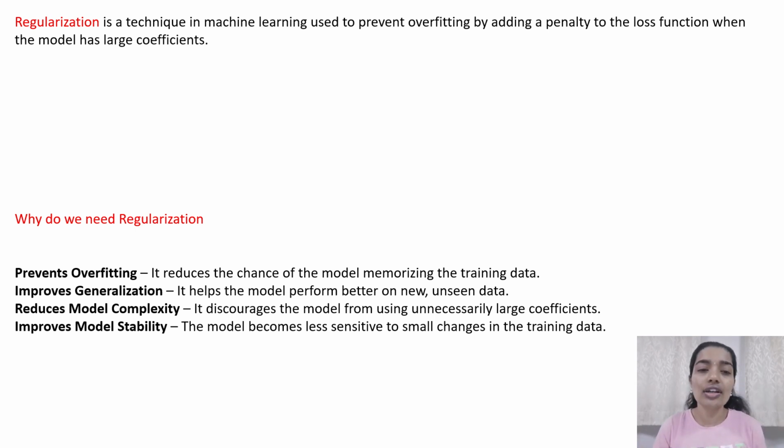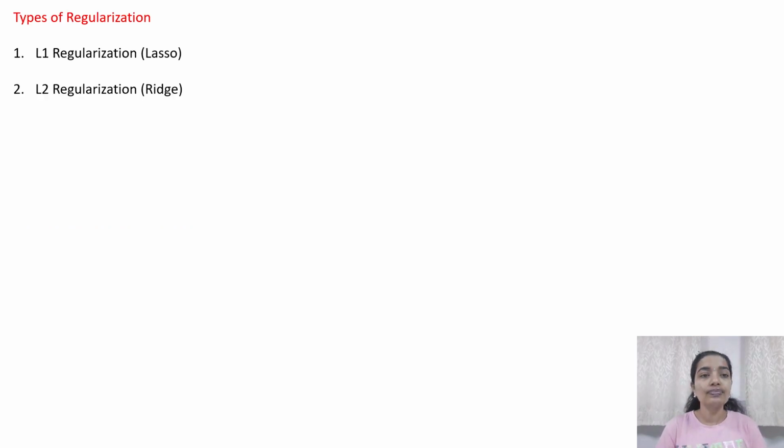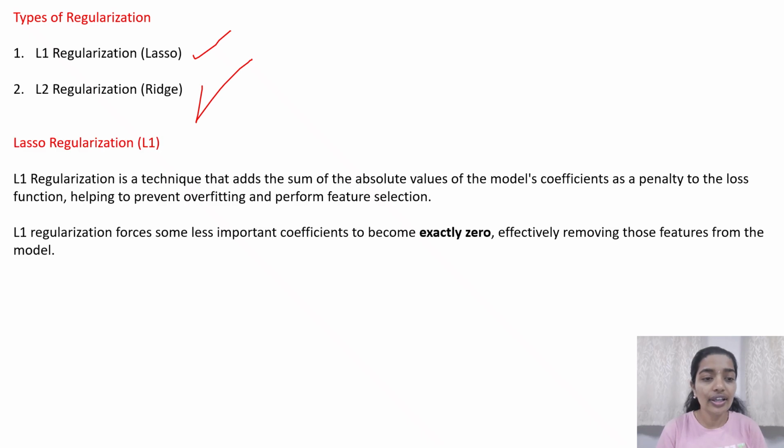Now we will discuss regularization in detail and understand how exactly it works and what the different types of regularization are. There are two types of regularization: L1 regularization and L2 regularization. L1 regularization uses the concept of Lasso regression, and the second one uses the concept of ridge regression. Now we are going to study both of them in detail.